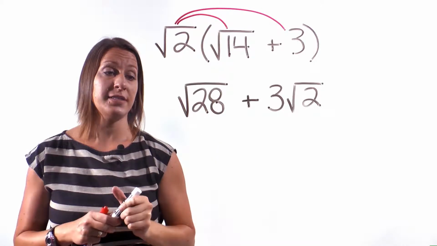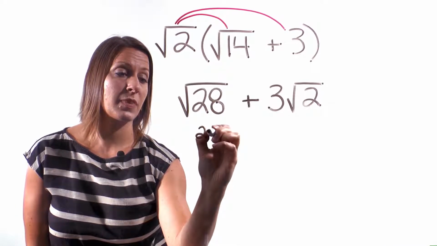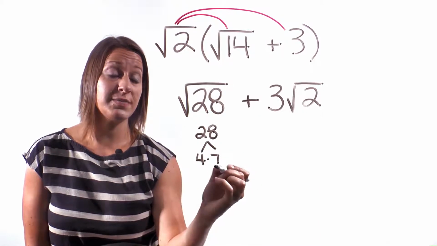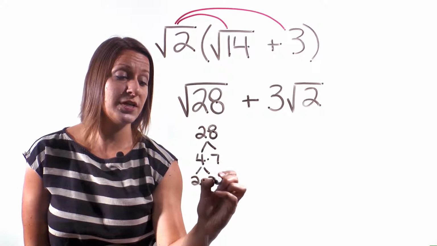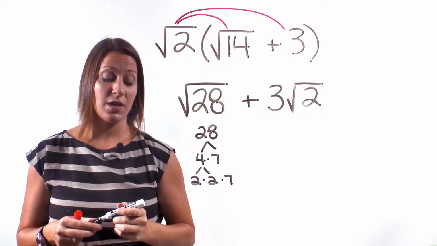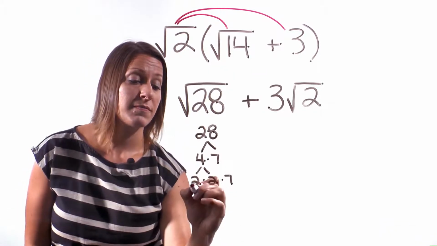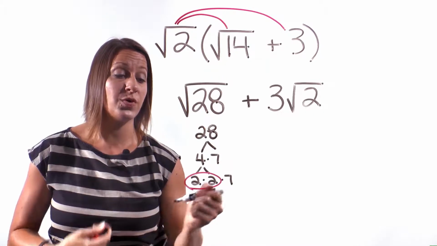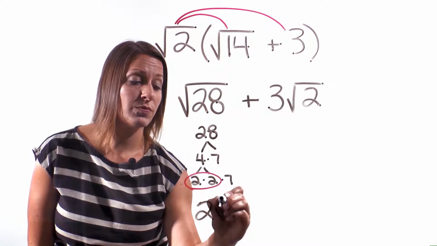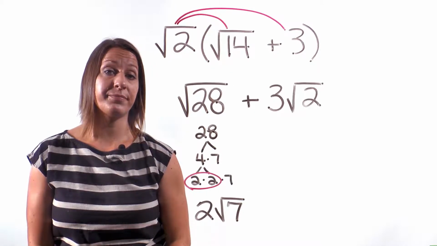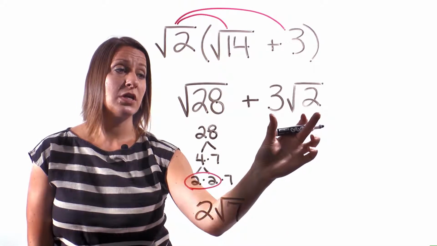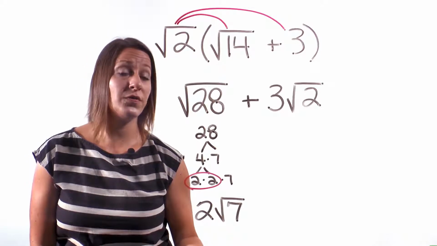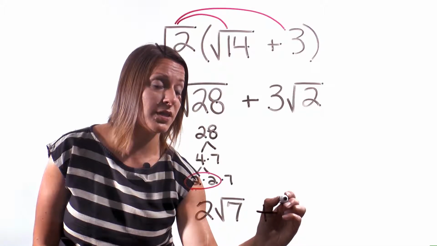Let's take a look at this 28. If we make a factor tree of 28, it's 4 times 7. 4 is 2 times 2 times 7. There is a pair of 2's inside 28. So another way of writing the square root of 28 is 2 square roots of 7. Over here, we can't simplify the square root of 2. It's a prime number. There's no perfect square inside, so we're going to have to just keep it the way it is.